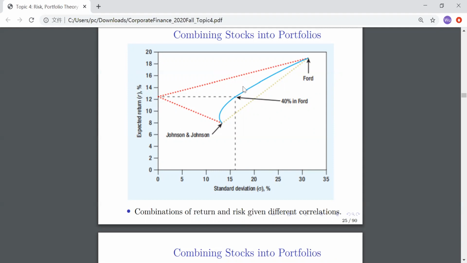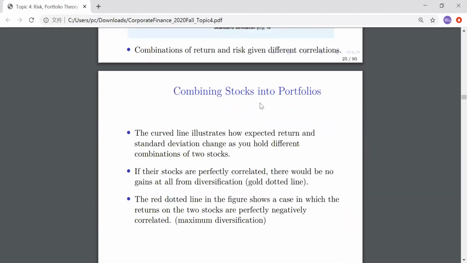Yes, so not like between 0 and 1, right? So this one gives you a correlation of negative 1, which means Ford and Johnson & Johnson are perfectly negatively correlated. And this gold dotted line gives you perfect correlation of 100%, which means Ford and Johnson & Johnson are perfectly positively correlated.